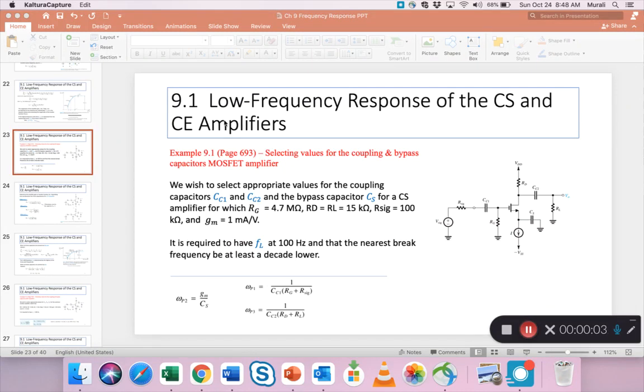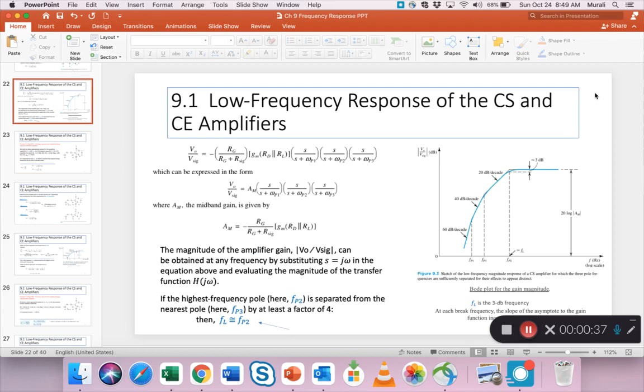Welcome back, class. Let's continue chapter 9 and do some numerical examples and problems based on the material we just covered related to the low frequency response of the CS and CE amplifiers. I mentioned that there are two important things that we work on in terms of problems, and I think I only got to talking about one and skipped the other. So what are these two things?